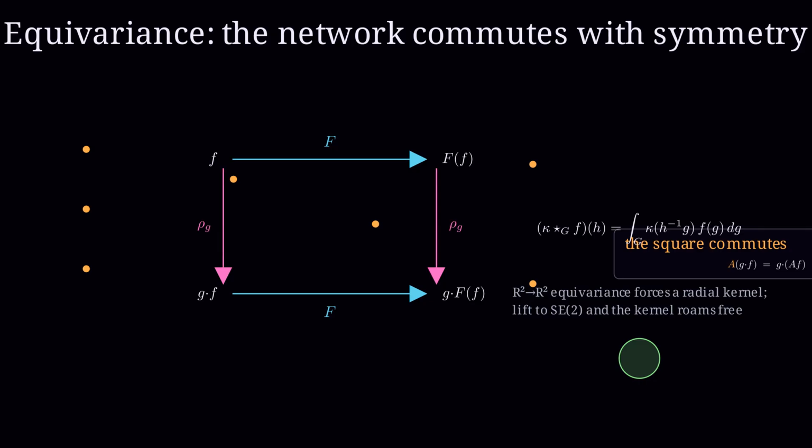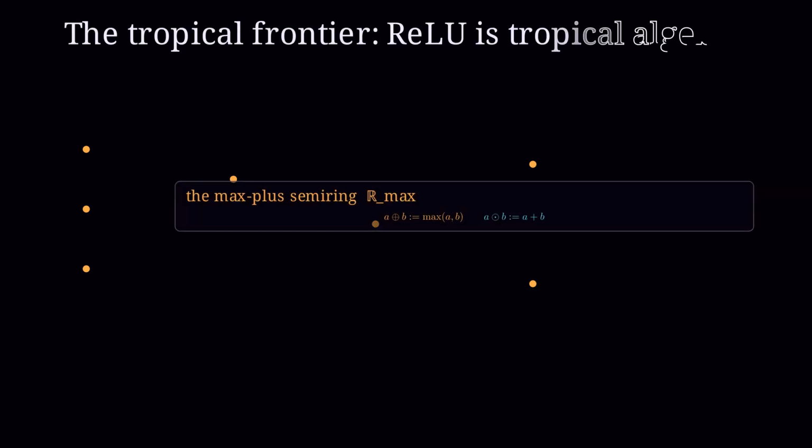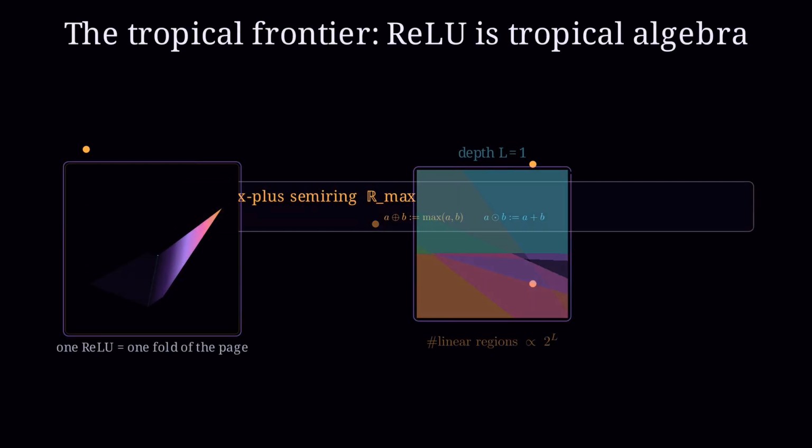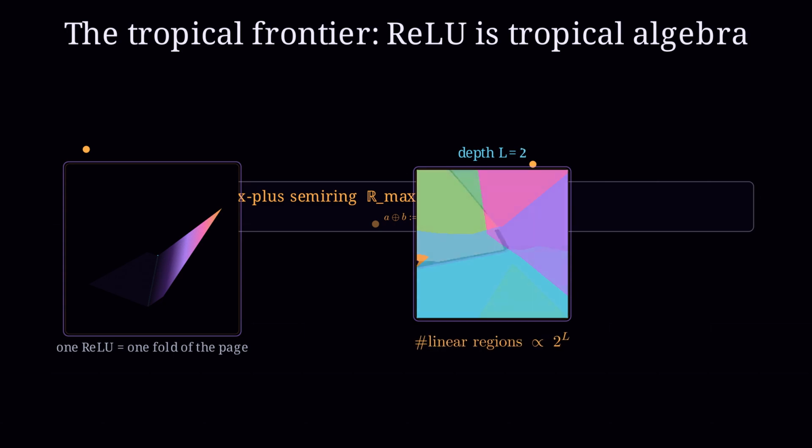Swap the operations. Plus becomes max, times becomes plus. A ReLU is just the max of x and 0, tropically affine, and a network folds space like origami. Depth multiplies the folds.